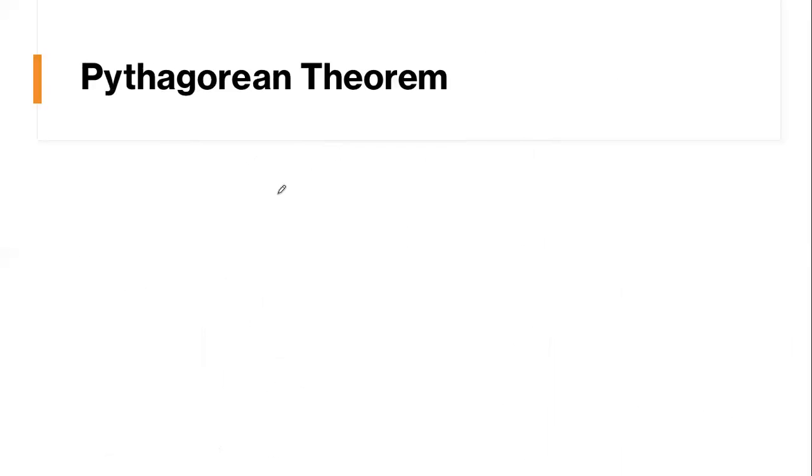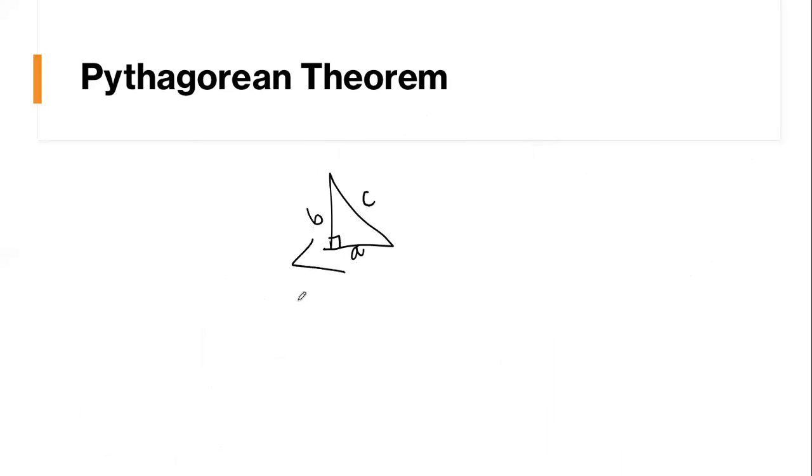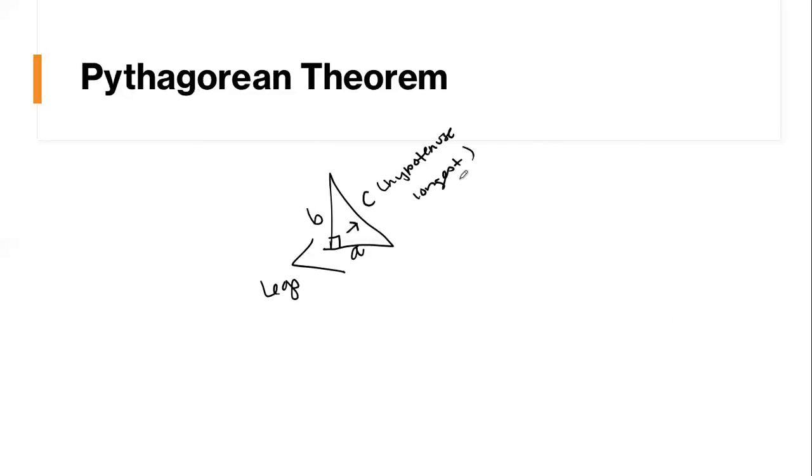Pythagorean Theorem, remember that's for right triangles only. So A, B, and C. Remember A and B represent the legs. Remember your legs are what make up the right angle. Your hypotenuse is right across from the right angle. And this is the longest side on the right triangle.